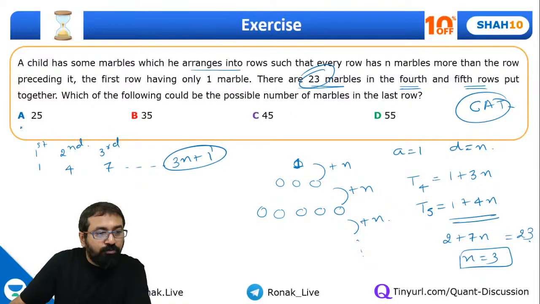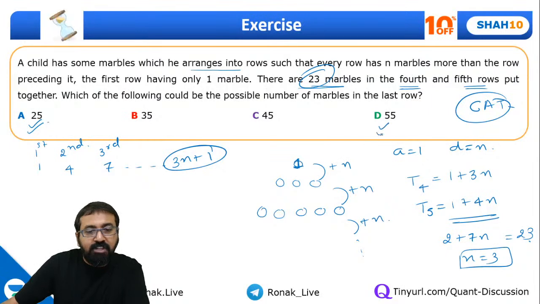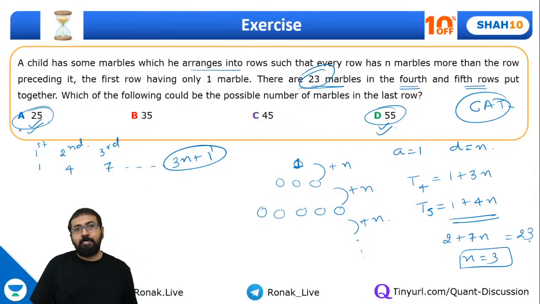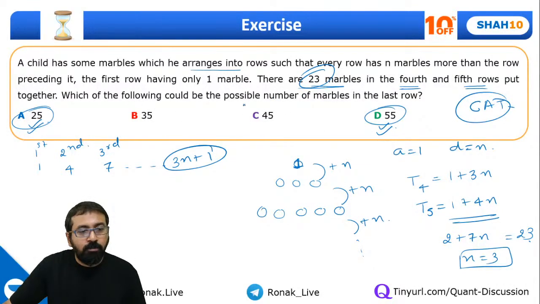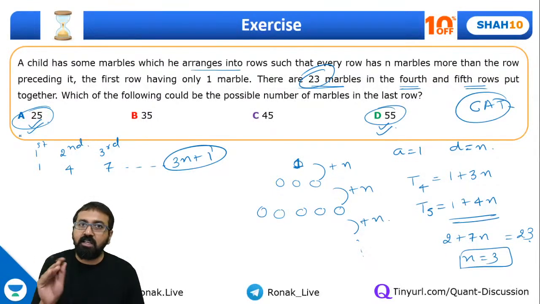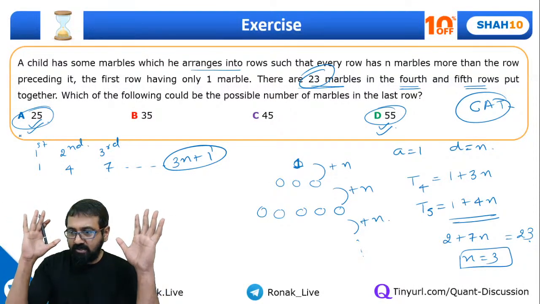Correct? Okay. So which of these options are 1 more than a multiple of 3? Can I say 25 is a possible value? Same way, 55 is also a possible value. So both of these are possible, guys. See what we have been asked. These are not options, this is just a practice question. Which of the following could be the possible number of marbles in the last row? So it can be 55 as well as 25. Any number which is 1 more than a multiple of 3 is a possible number of marbles. Have you all understood this, guys?